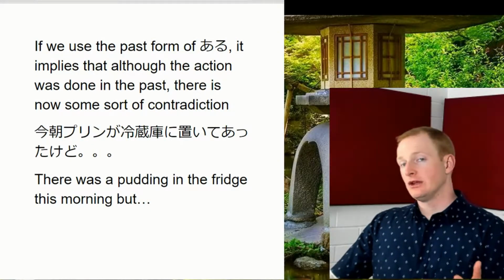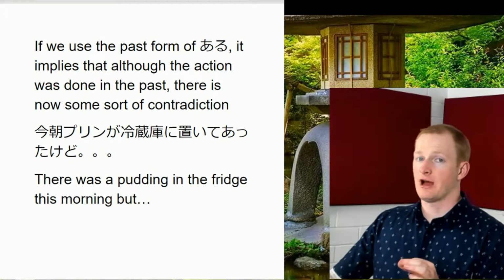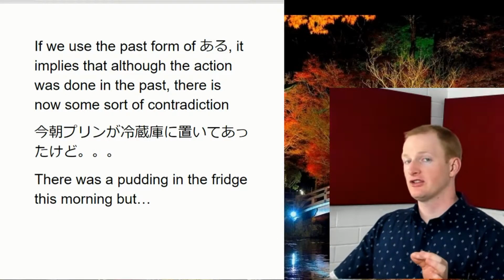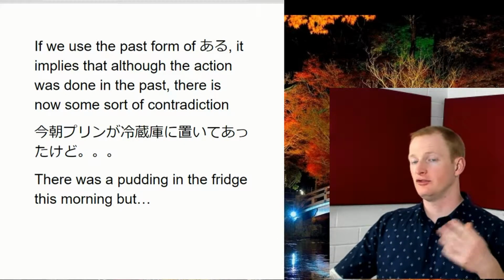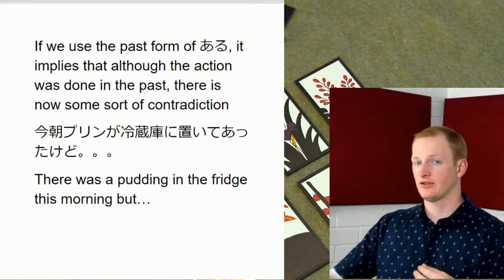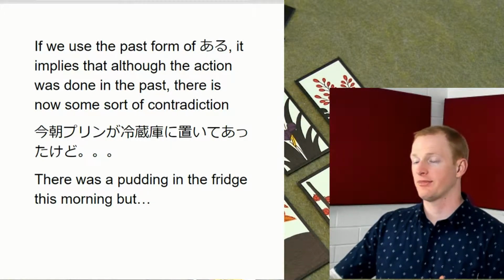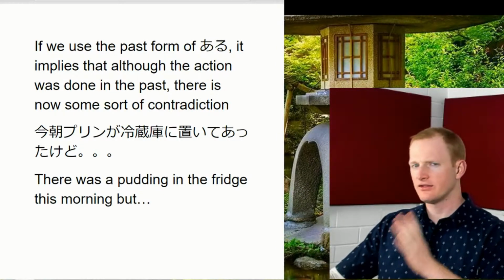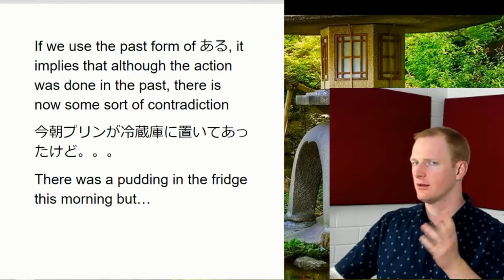Now, one other thing we can do is if we use the past form of aru, okay, so atta or arimashita, now we kind of get this nuance that's kind of saying, well, things were done in preparation for something or in advance for something, but now the current state of things tells us that there's been some change, right?